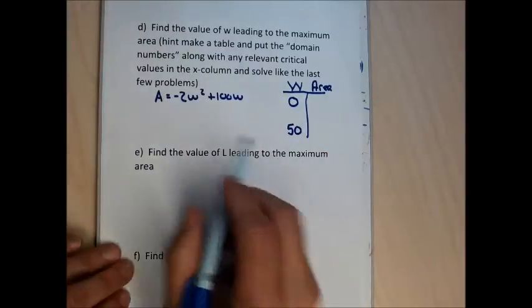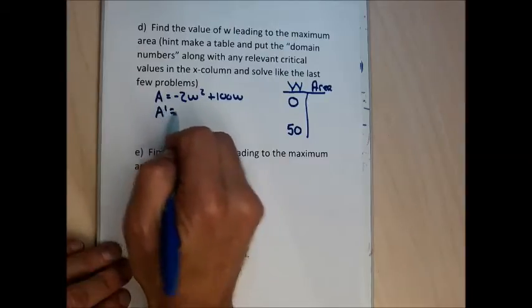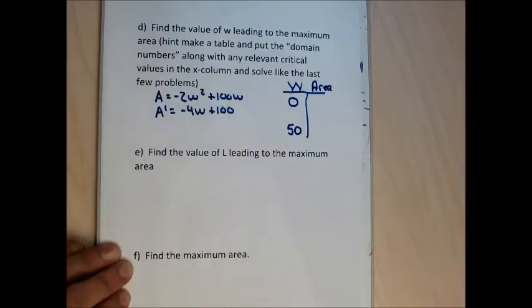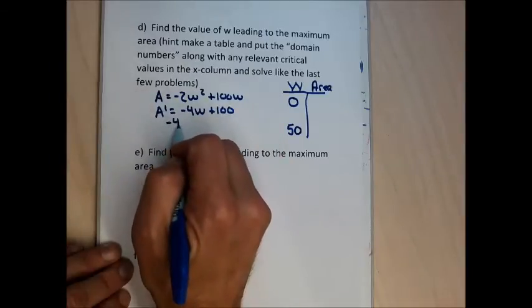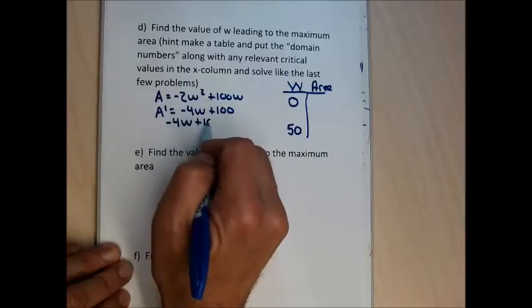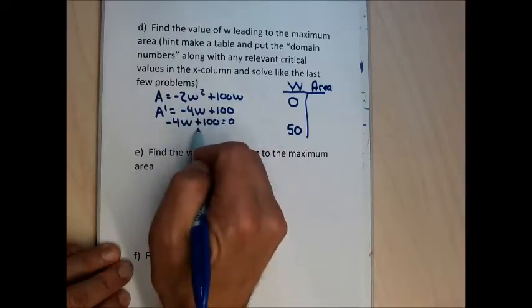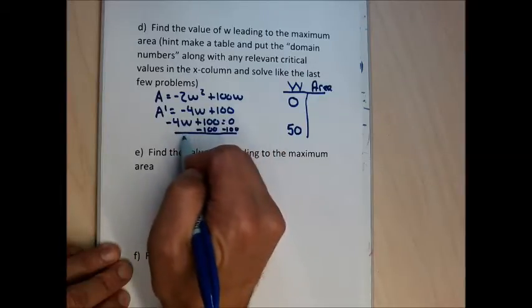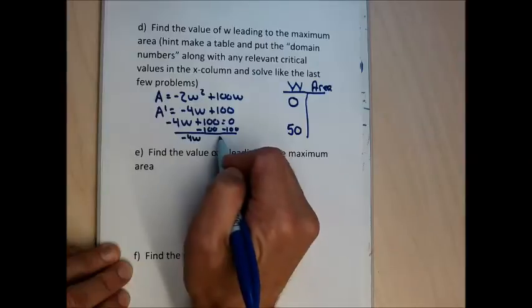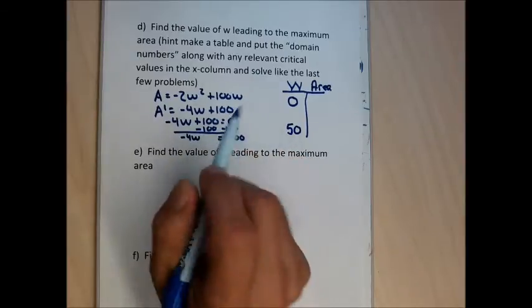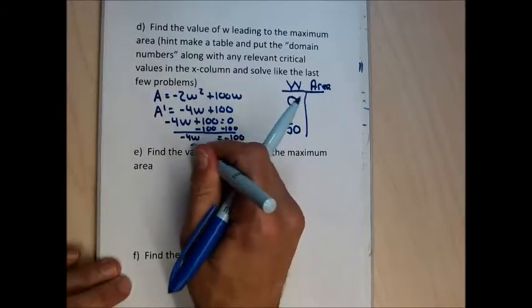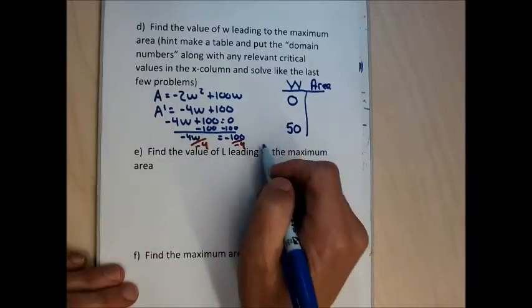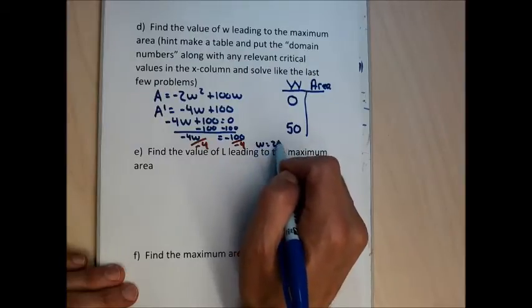I'm going to take its derivative, which is going to be negative 4W plus 100. I'm going to find the critical numbers by taking that derivative and setting it equal to 0. I don't have to factor because there's not a square. When I go to solve this, I need to get the numbers on one side, the letters on the other. And when I do that, I get W equal to 25.